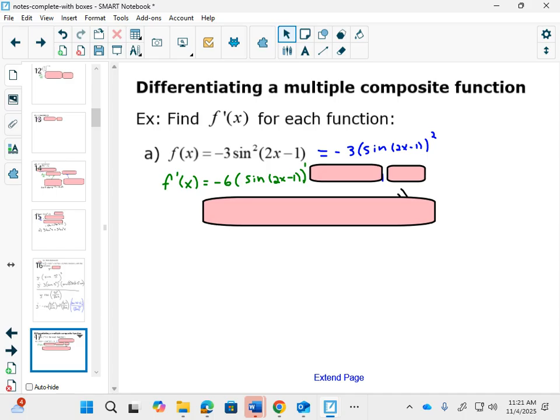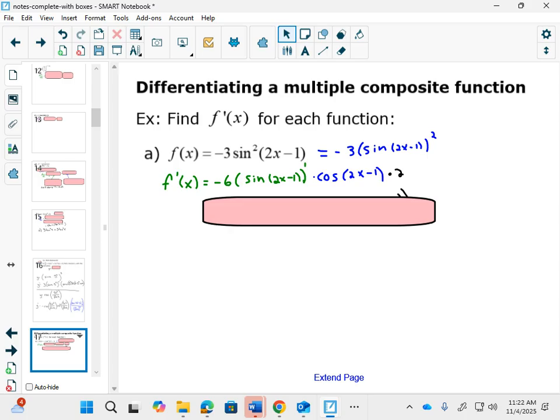But the derivative of the inside is another chain rule. And in that next chain rule, now what's my outside function? The sine. What's the derivative of sine? Cos. So I do the derivative of the outside, which is derivative of sine is cos. I keep that inside the same. And then I need to multiply by the derivative of that inside, which is 2.